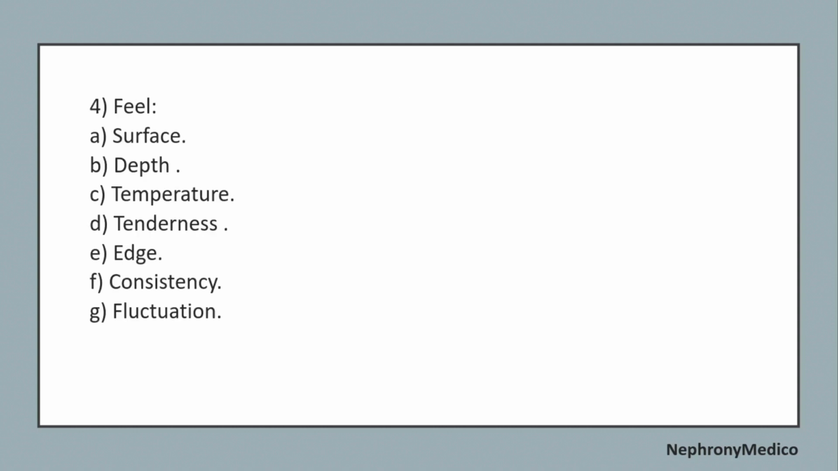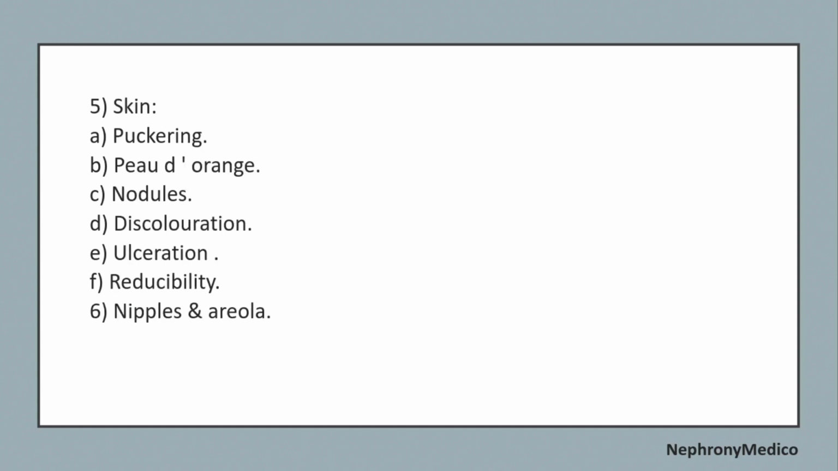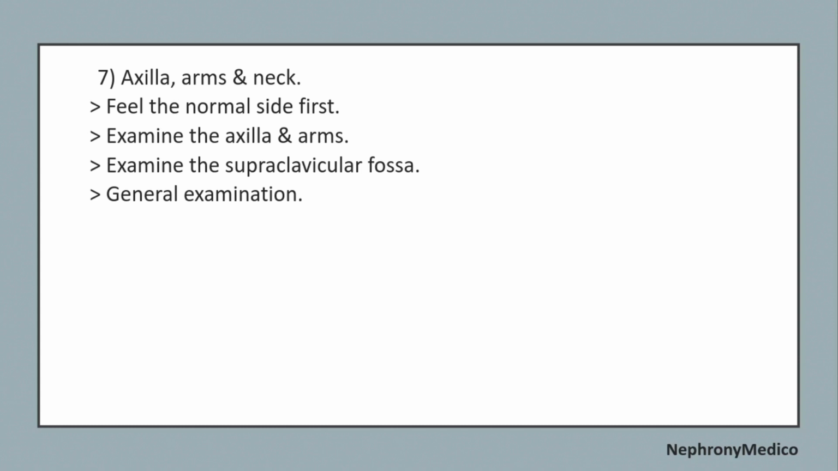Feel includes surface, depth, temperature, tenderness, edge, consistency, and fluctuation. Skin includes puckering, peau d'orange, nodules, discoloration, ulceration, reducibility, and nipples and areola. Axilla, arms, and neck. Feel the normal side first. Examine the axilla and arms. Examine the supraclavicular fossa, and general examination should be done.